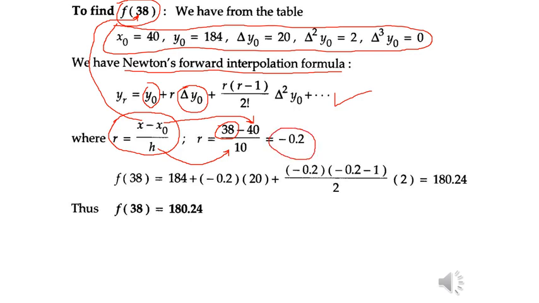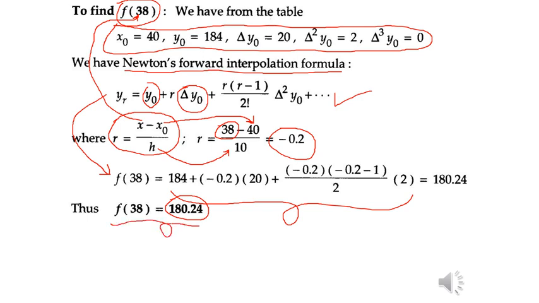If you put the value of r and the delta values in the formula, your formula will give this. If you simplify using your scientific calculator, you will get the answer as 180.24. You all can try this. So f of 38 is equal to this.